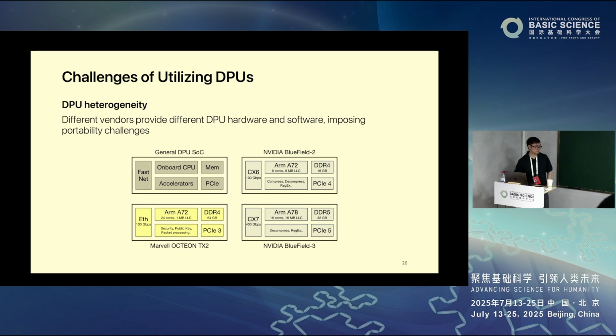I mean, if you use compression, for example, if you use a compression accelerator to accelerate your database system to compress the page, then maybe your program can work for BlueField 2, but it won't work for BlueField 3 and Octane, because they just don't have the accelerators.